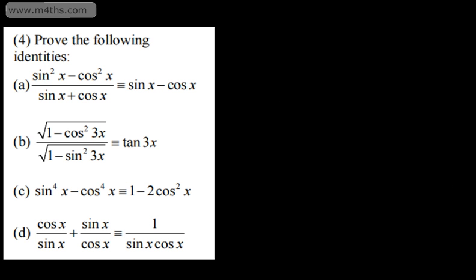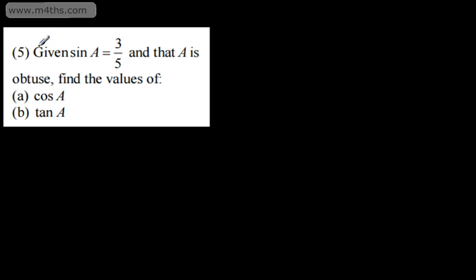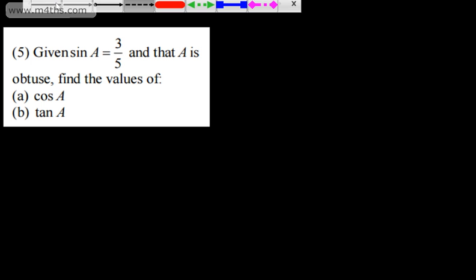Right, let's move on. In question 5 it says, given sine A is 3/5 and that A is obtuse, find the values of (a) cos A and (b) tan A. We can do this purely with identities, but I don't like to do it with identities. I like to consider this as a bit of a sketch.